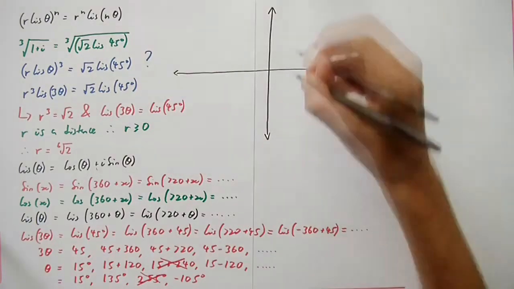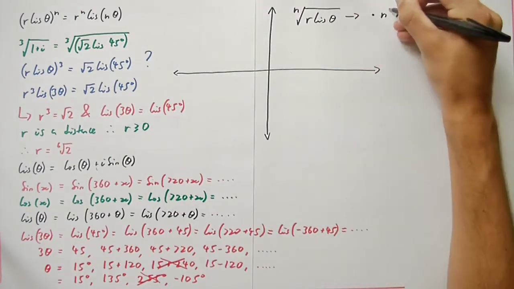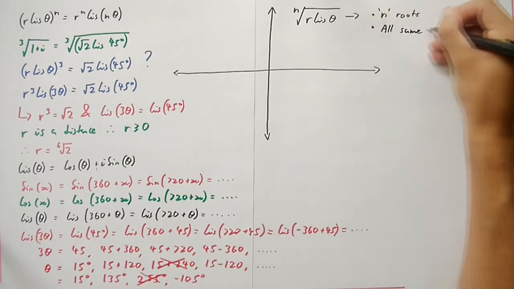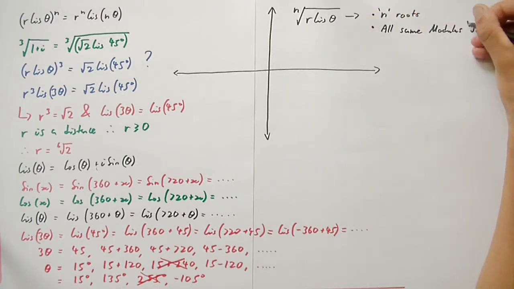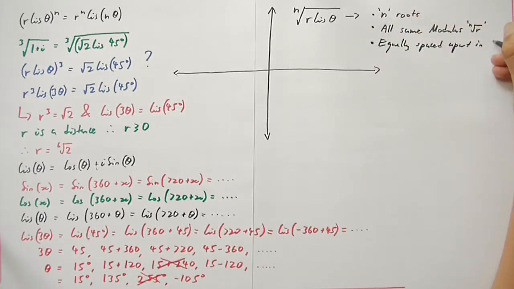But just remember that whenever you're trying to find the nth root of a complex number, there are always going to be n roots, they are always going to have the same modulus, which is the nth root of r, and they are always going to be equally spaced around the complex plane.